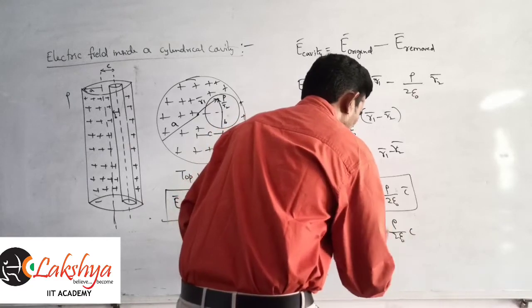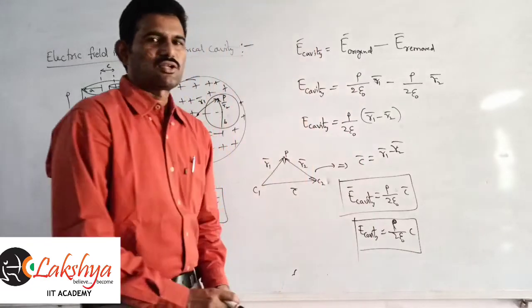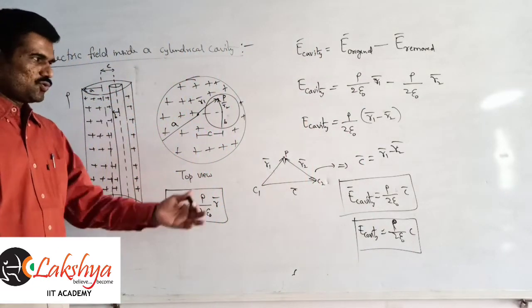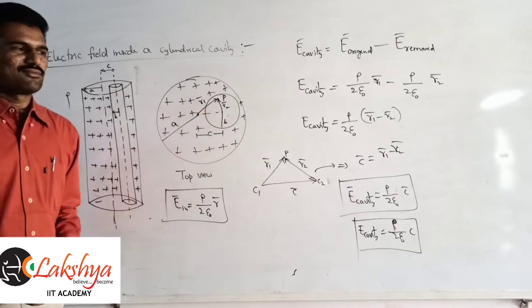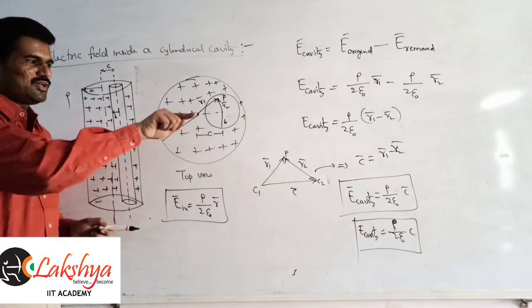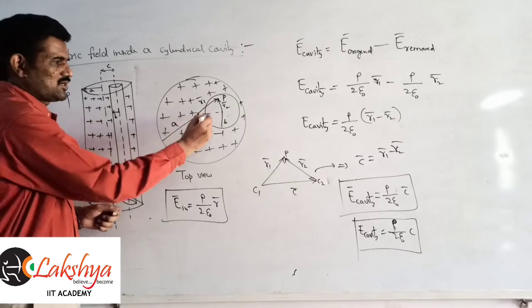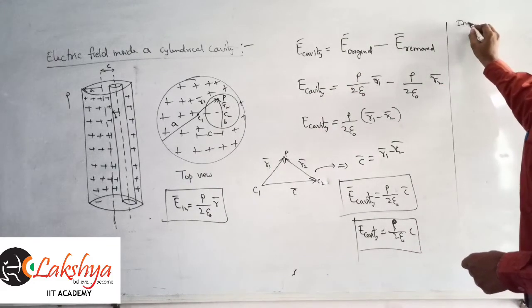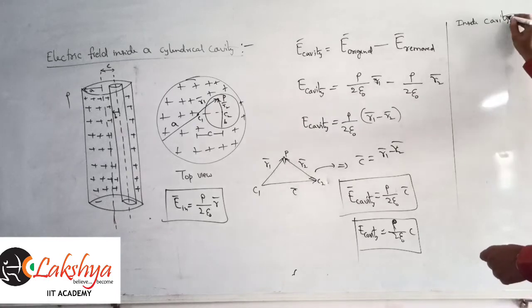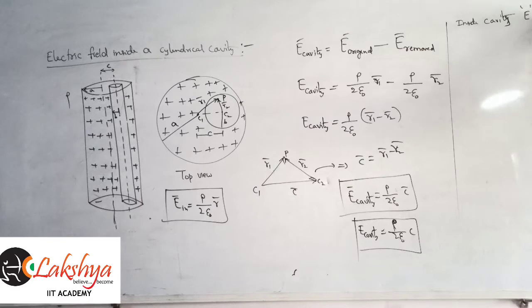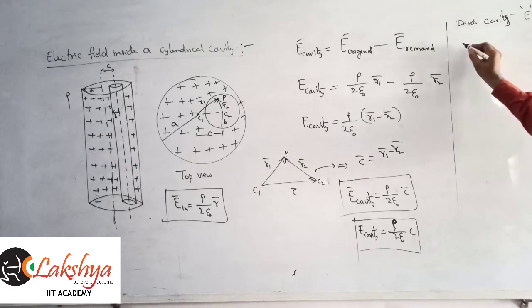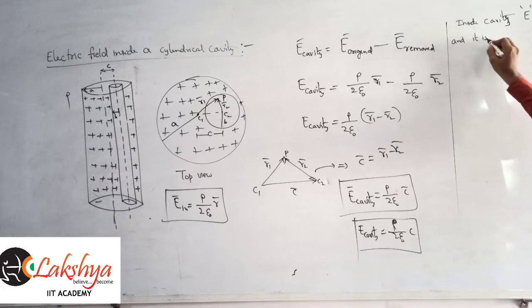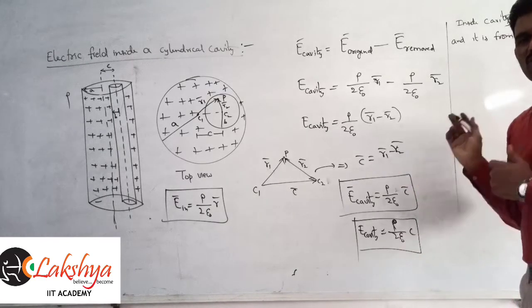That means this field is also constant. The electric field inside the cylindrical cavity is also constant. And it depends only on the distance between the axis of the original cylinder and the axis of the cavity. And the direction of the electric field is also the same. If rho is positive, then it is from C1 to C2 here. This is the direction of the electric field. So inside the cavity, the electric field E is uniform, and it is from C1 to C2 if rho is positive. That means if charge density is positive, then it is from C1 to C2. If charge density is negative, then it is in the opposite direction here.